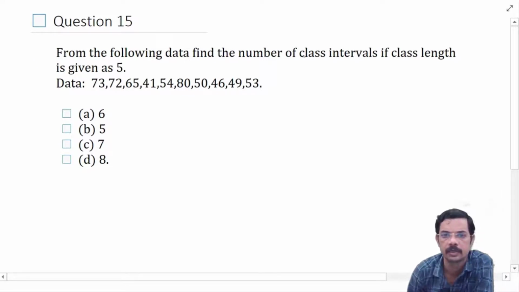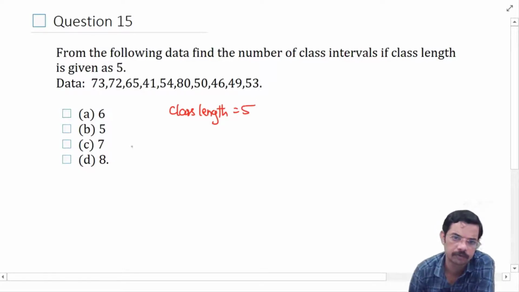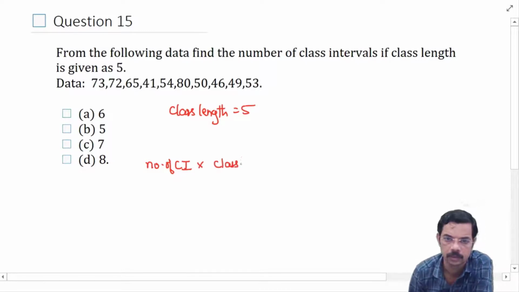From the following data, find the number of class intervals if the length is given. The class length is given as 5. So what is given to us? We have the class length, which will be given as 5, and we have a formula. The number of class intervals into class length will be approximately equal to range.